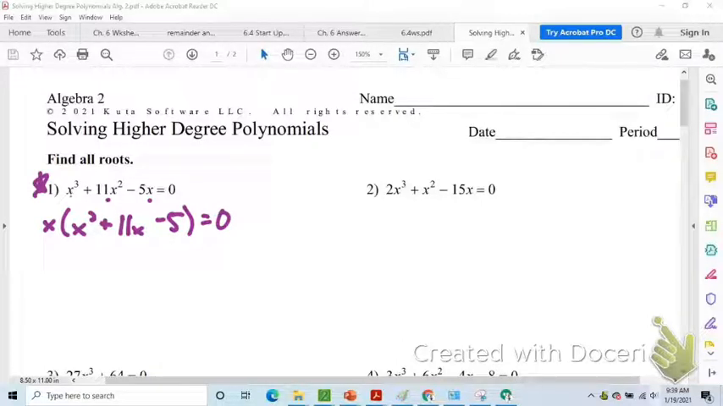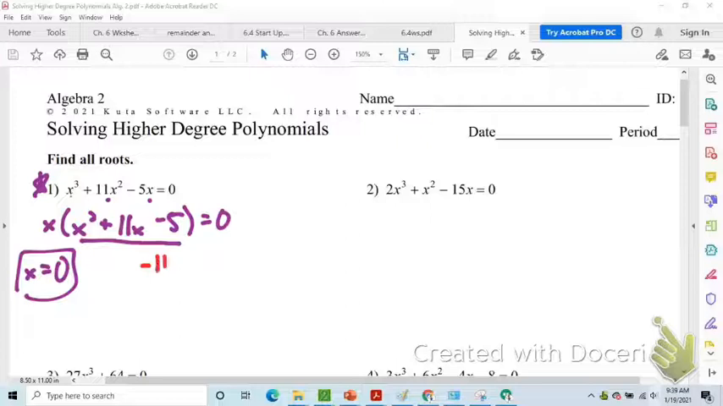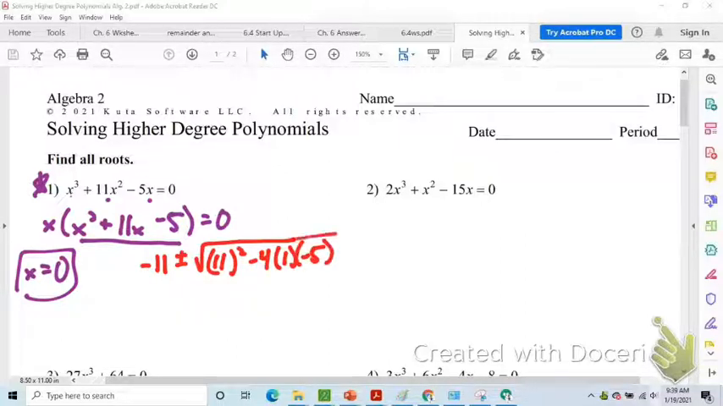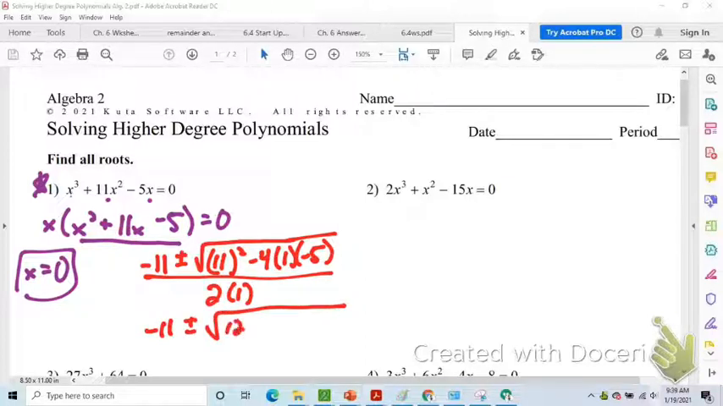So what we're going to end up with here is x equal to 0, so that's going to be one solution. And you're going to take this and plug that into the quadratic formula, the quadratic equation. So this will be the opposite of b, plus or minus the square root of b squared minus 4 times a times c, all over 2 times a. All right, so we get negative 11 plus or minus the big square root of 121 plus 20, and that's all over 2.